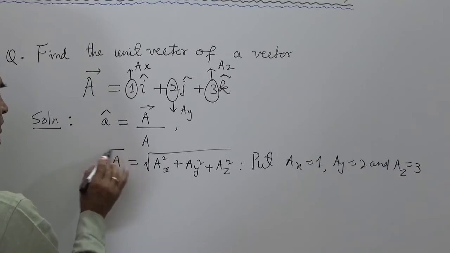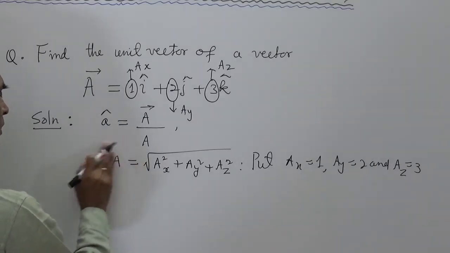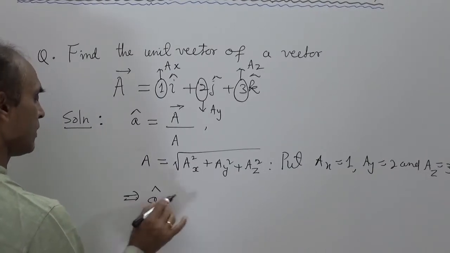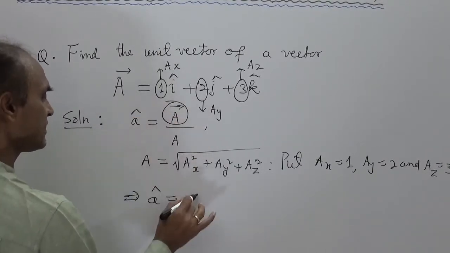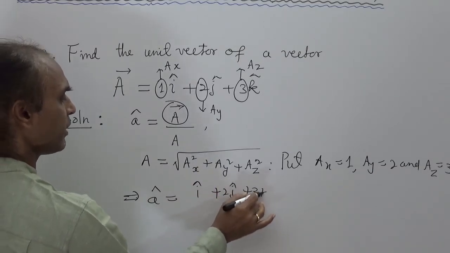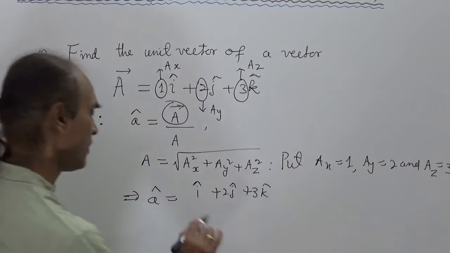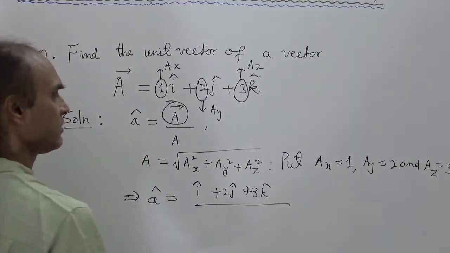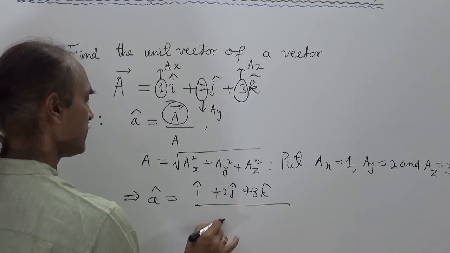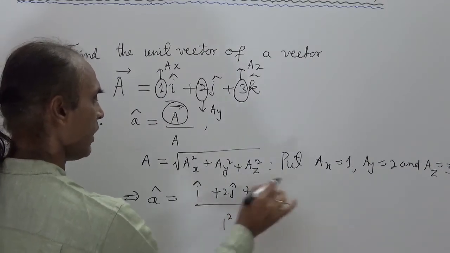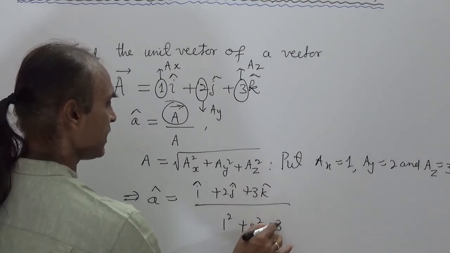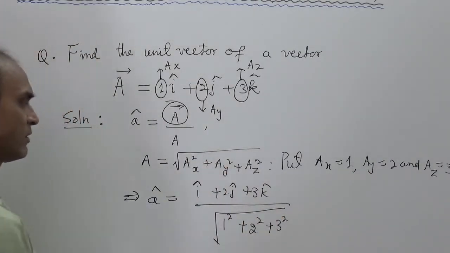To obtain the unit vector, as the given vector is i cap plus 2j cap plus 3k cap, upon square root of ax square, this is 1 square, plus ay square, this is 2 square, plus az square, this is 3 square.